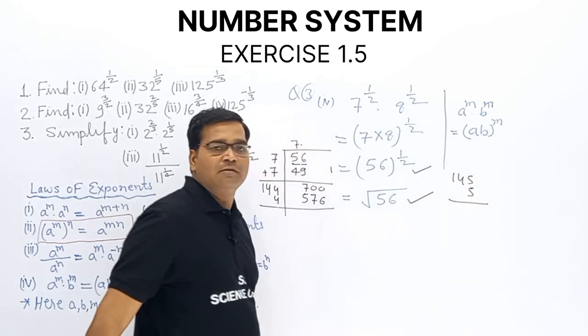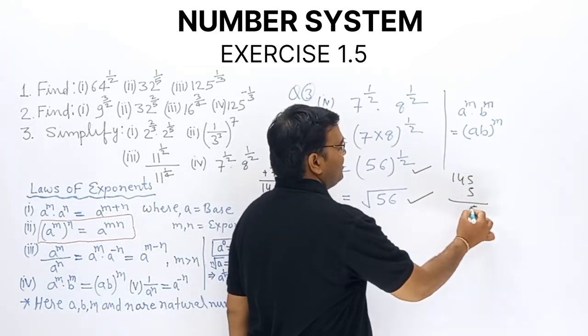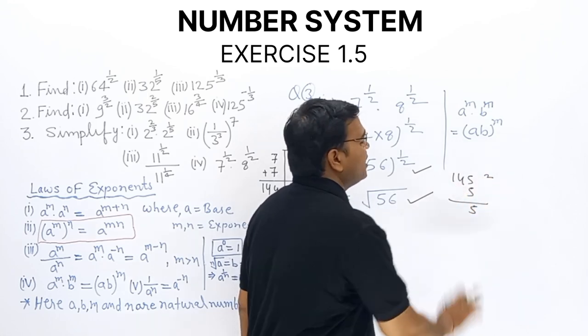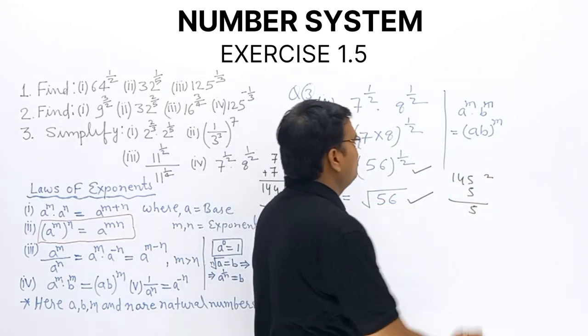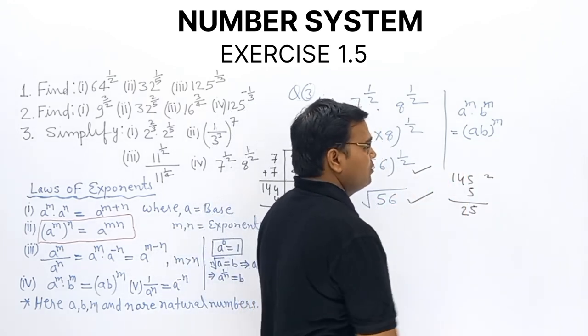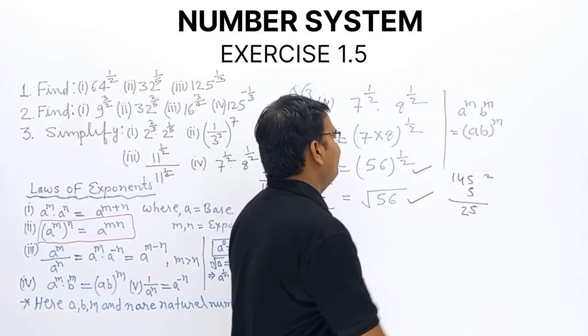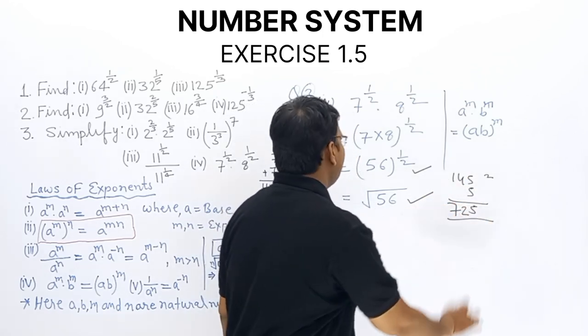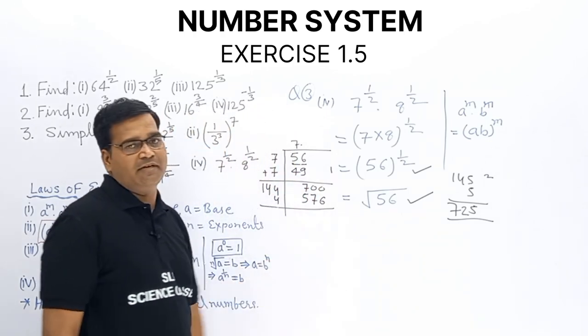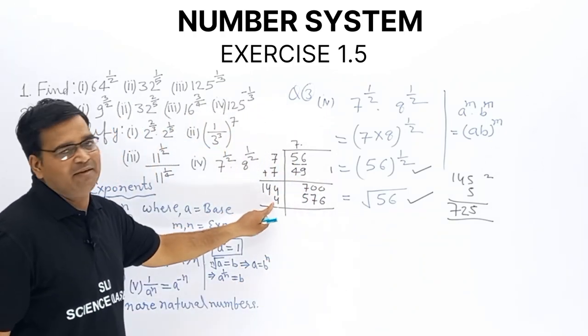5 5 is 25. Remainder is 2. 5 4 is 20. 20 plus 2, 22. 2 is remaining. 5 1 is 5. 5 plus 2, 7. 725. We are having only 700. So we cannot use 5 5 there.